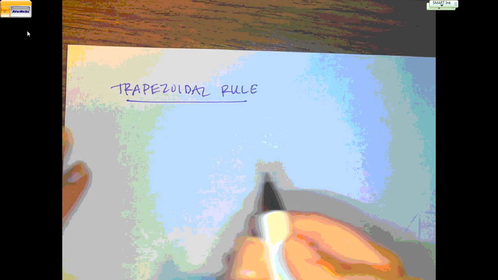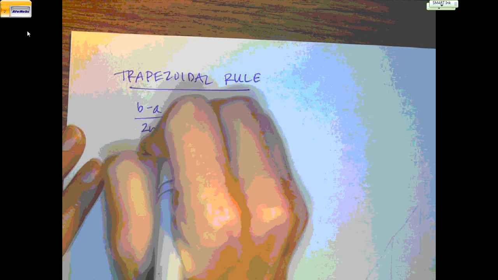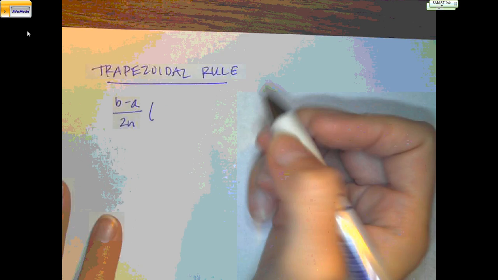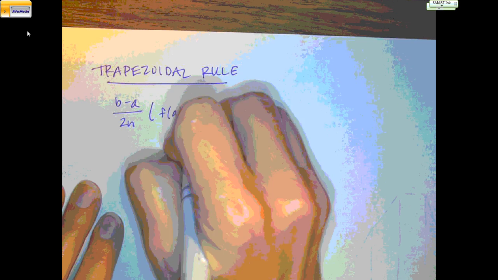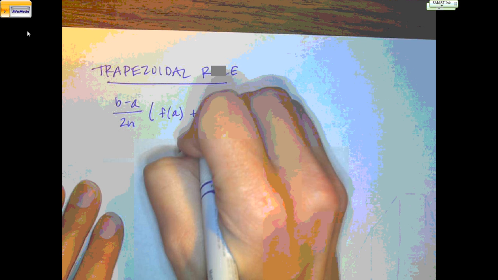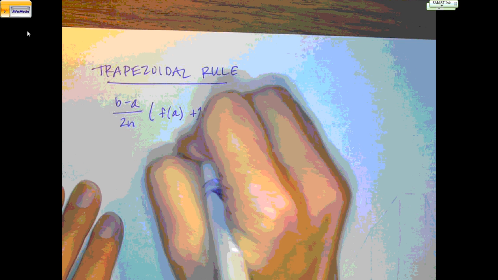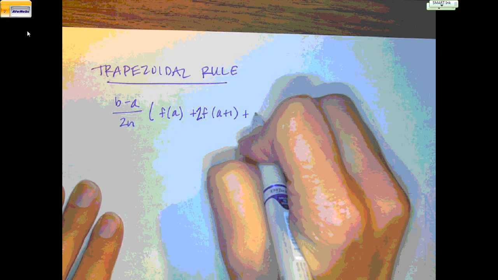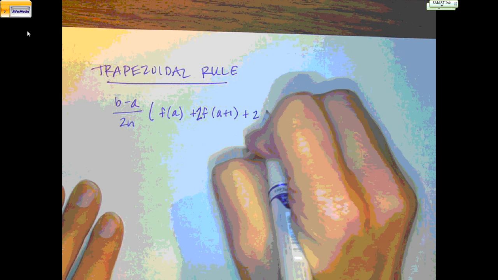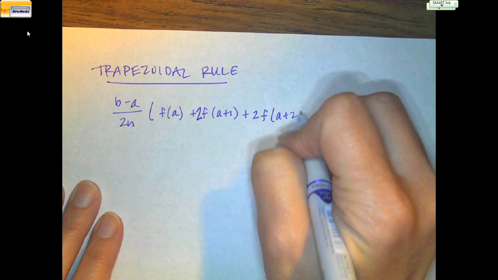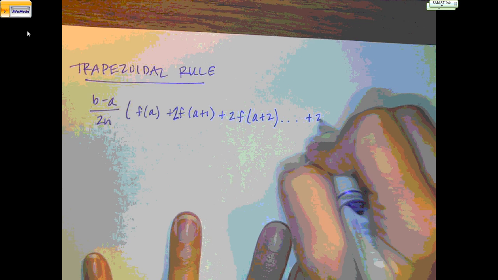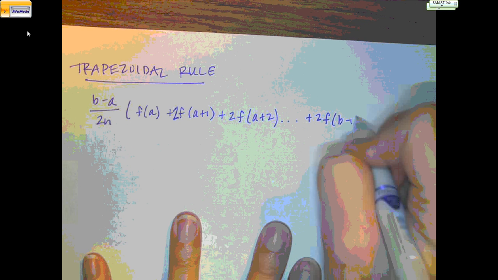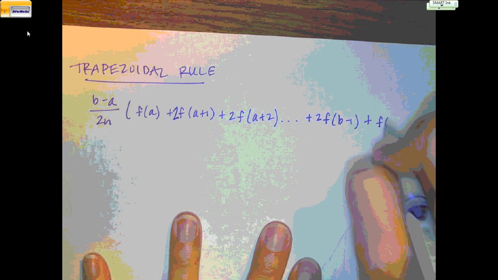I'm sorry, I'm going fast. All right, we're going to write down b minus a over 2 times n. I'll explain those letters in a second. Just roll with me. Times f at a plus, nope, 2 times. Sorry, f at a, plus 2 times f at a plus 1, plus 2 times f at a plus 2, dot dot dot, plus 2 times f at b minus 1, plus f at b.